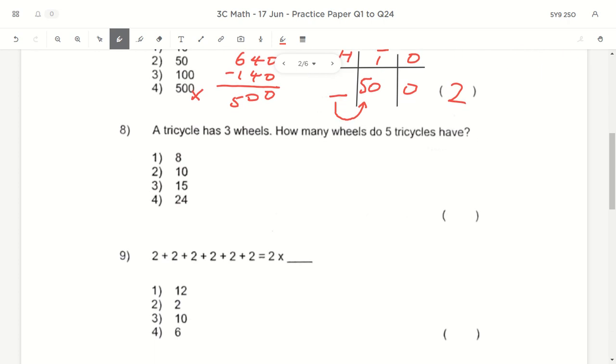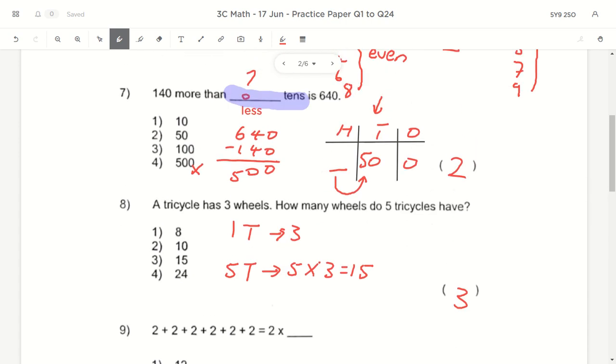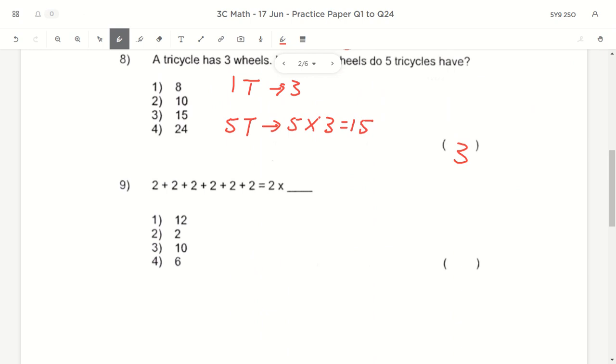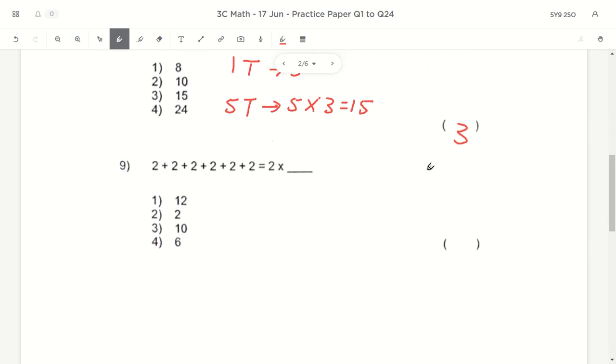Next one, this is quite simple. If I have one tricycle, I have 3 wheels. I want to know how many wheels 5 tricycles have. If one tricycle is 3 wheels, to find 5 tricycles, all you need to do is 5 times 3, which gives you 15. So the answer is 3. Straightforward. This one is another one.